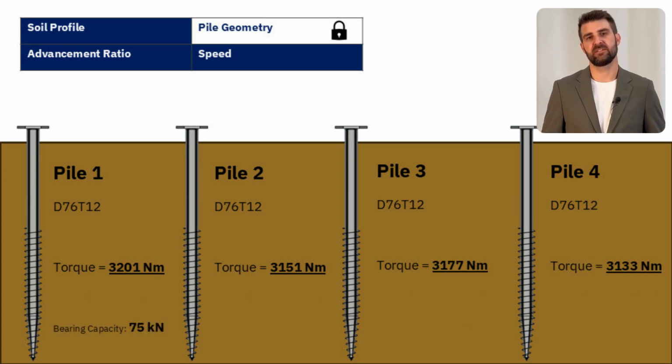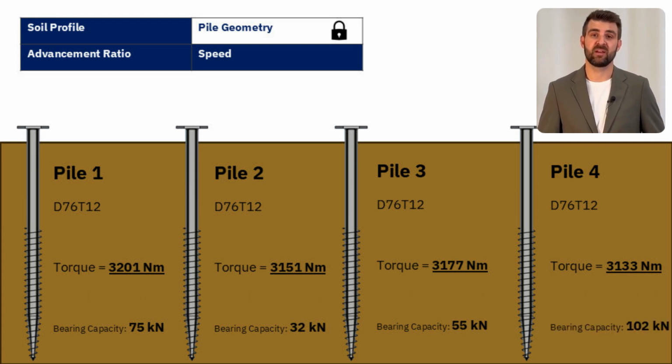So when we static tested the first pile, which yielded a bearing capacity of 75 kN, one could quite easily think that piles 2, 3 and 4 would also have around 75 kN in bearing capacity because they had the same torque measurements during installation. But in reality, pile 2 actually had only 32 kN of bearing capacity. Pile 3 had 55 kN, and then pile 4 had a bearing capacity of 102 kN from the static load test.